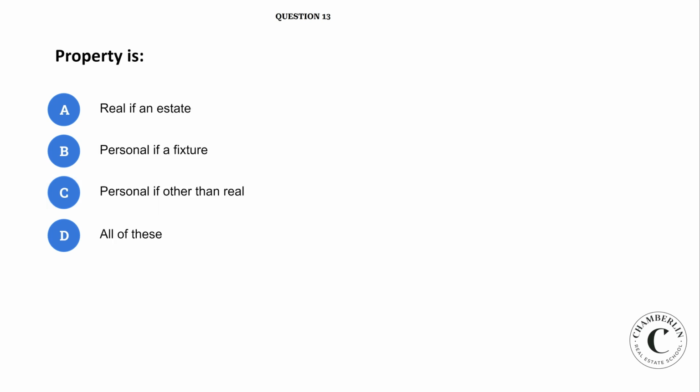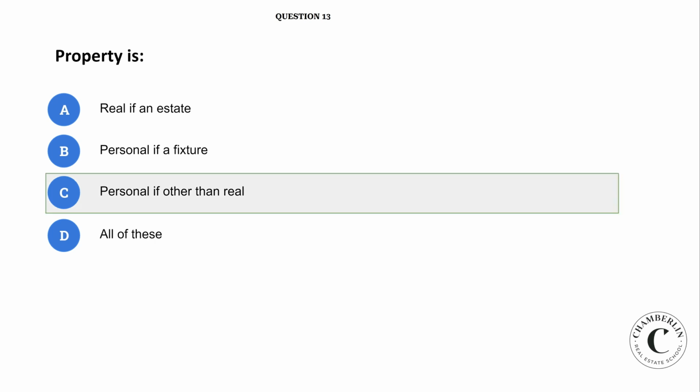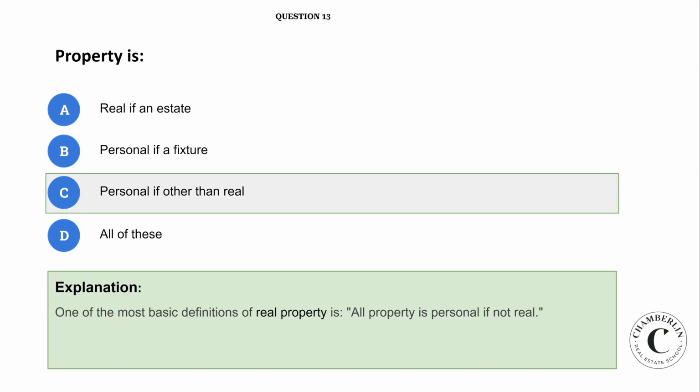Question 13. Property is A. real if an estate, B. personal if a fixture, C. personal if other than real, or D. all of these. And the answer is C. One of the most basic definitions of real property is all property is personal if not real.